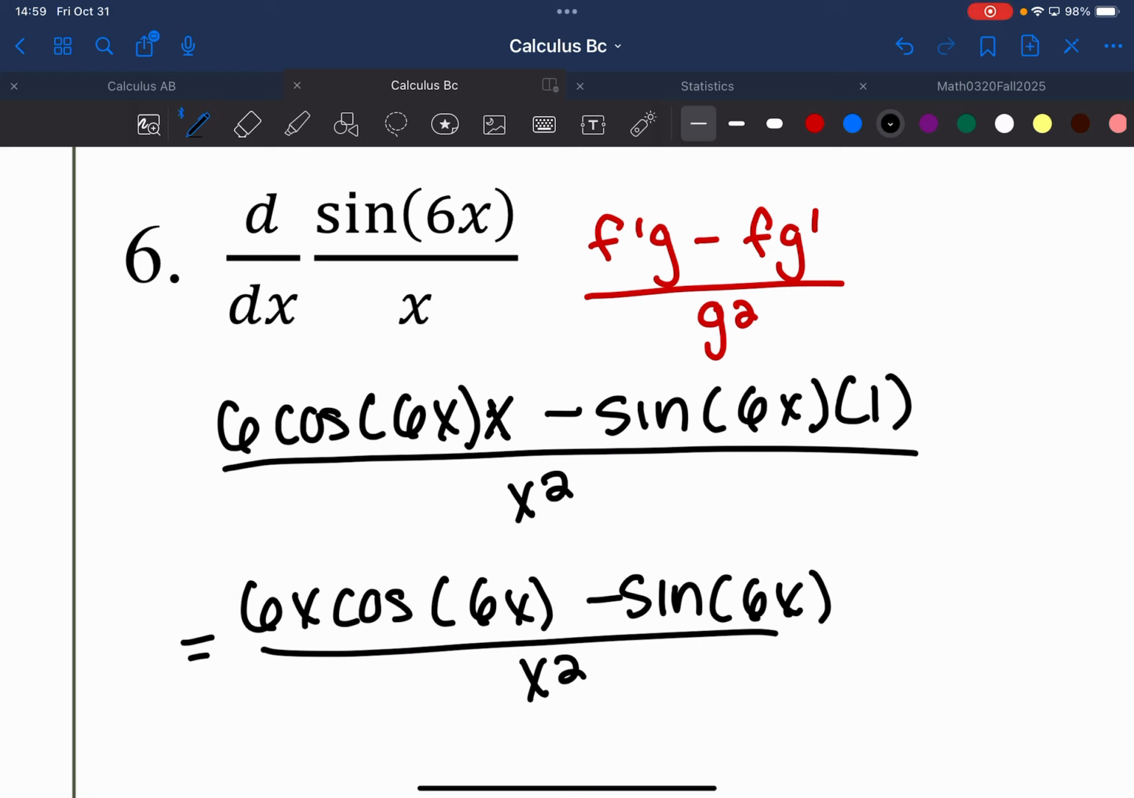And this is just showing you that we only use L'Hopital's rule for limits.